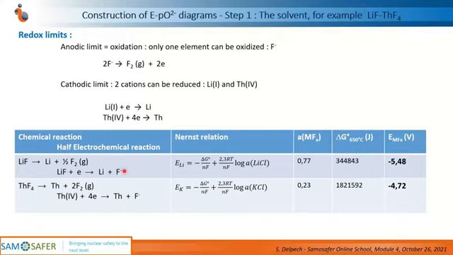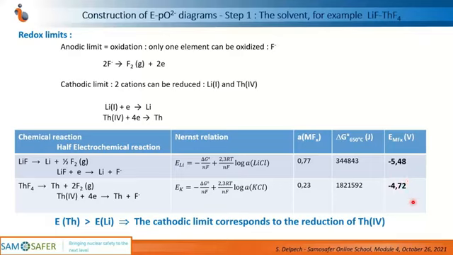So we are going to write the electrochemical reaction, the chemical reaction, and the Nernst relation in the two cases, and calculate, using the thermodynamical data of pure compounds, the Gibbs energy. And then from the Gibbs energy, we can deduce the potential of reduction of thorium and lithium. In this case, we observe that the potential of thorium is higher than the potential of lithium, so the cathodic limit will correspond to the reduction of thorium-4.